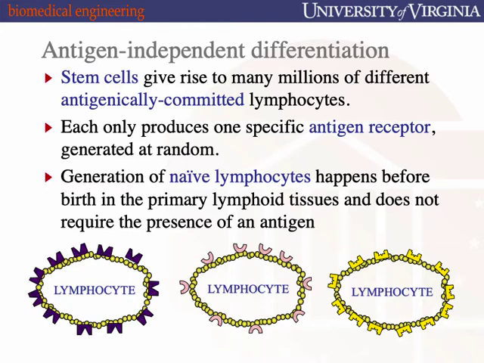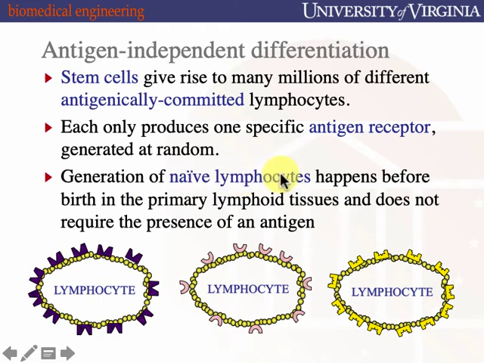All right. Okay, so let's talk really quickly then about this antigen-independent differentiation. It's going to follow this basic premise that stem cells, those hematopoietic stem cells, are going to give rise to many millions of different antigenically committed lymphocytes, right? These are the receptors, the B cell receptors or T cell receptors. Each one produces one specific antigen receptor, I've said that, generated at random. And again, we're going to talk about how that occurs in the next lecture.